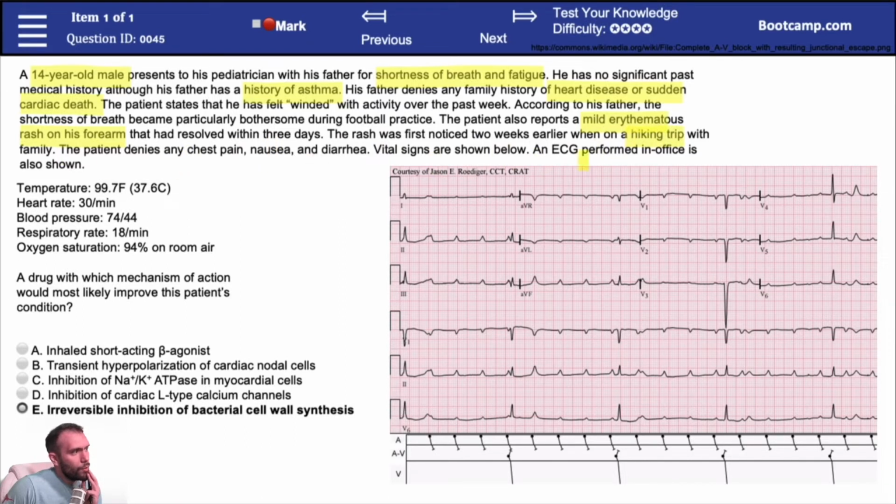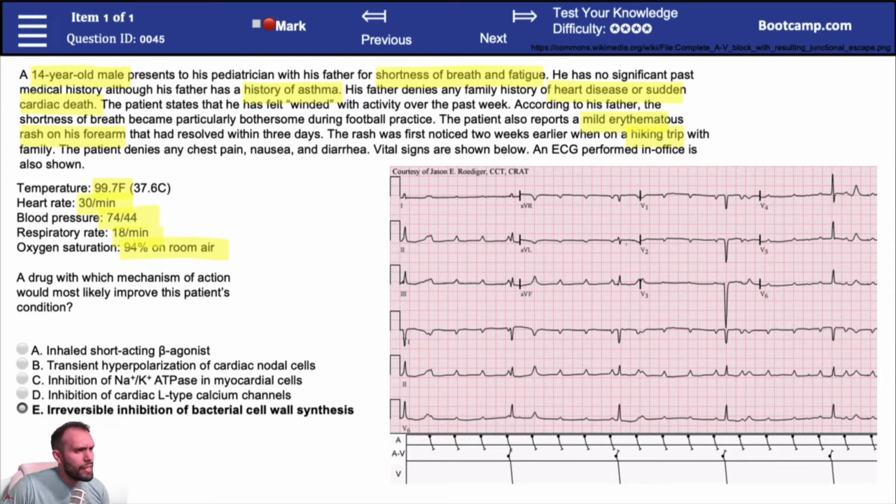Vital signs are shown below. EKG is shown. Temperature, we don't have a fever, but it's interesting. It's a little high. Heart rate is 30, okay. Blood pressure 74/44, respiratory rate is 18, oxygen is 94% on room air. These are somewhat alarming. So there's definitely something going on here.